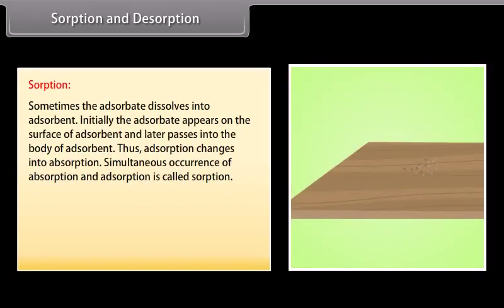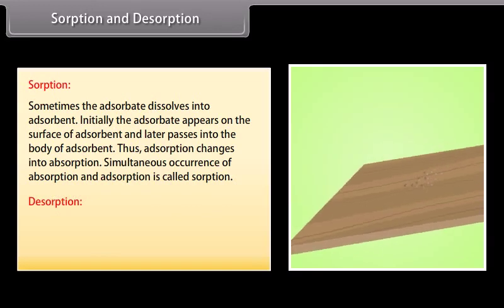Sorption and Desorption. Sorption. Sometimes the adsorbate dissolves into adsorbent. Initially, the adsorbate appears on the surface of adsorbent and later passes into the body of adsorbent. Thus, adsorption changes into absorption. Simultaneous occurrence of absorption and adsorption is called sorption.